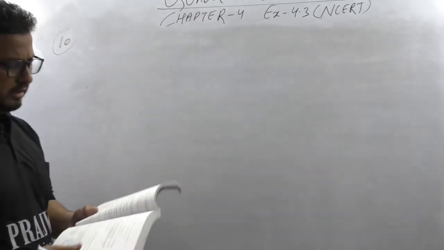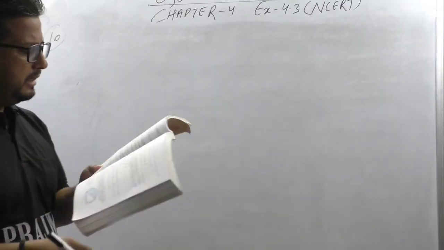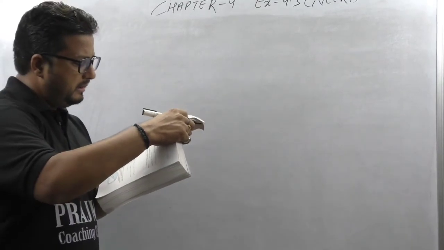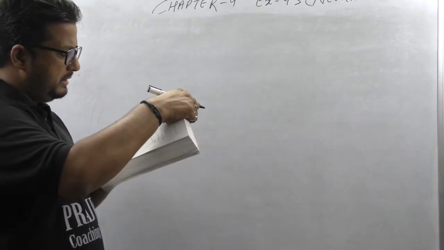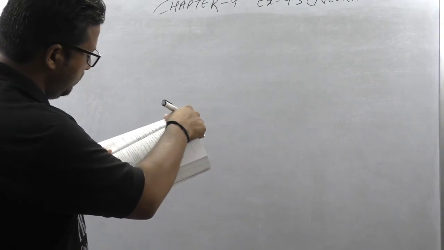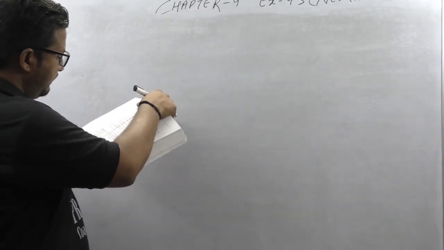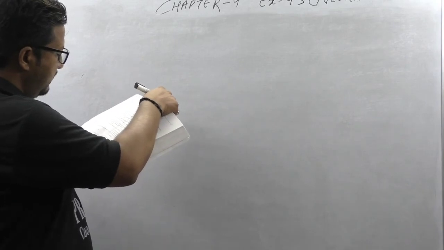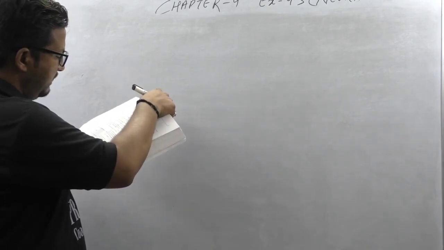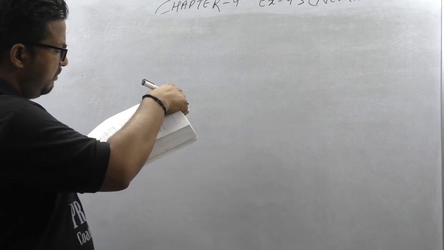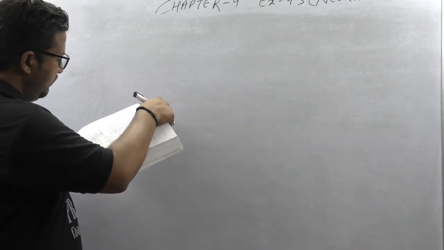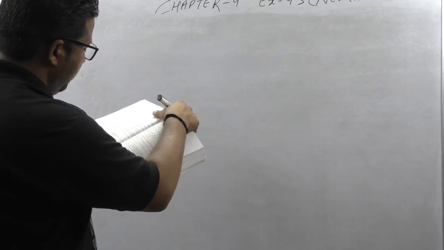Alright, now in question number 10, if you see, it is given that the express train takes 1 hour less than the passenger train to travel 132 km between Mysore and Bangalore. And it is given that the average speed of the express train is 11 km per hour more than the passenger train. So find the average speed of the two trains.